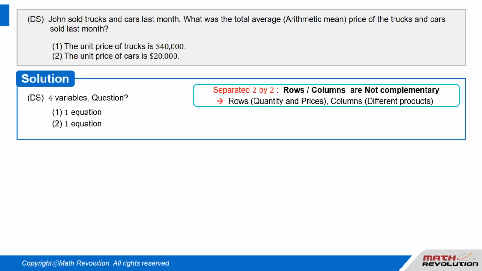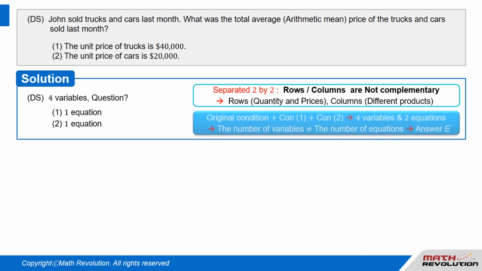Separated 2 by 2. This type of table has columns and rows that are not complementary. So, we put quantity and prices in the rows and different products in the columns. This type of separated 2 by 2 question is seen often on the GMAT. Knowing the type of questions you can expect to see on the GMAT helps you to study and be better prepared for the actual exam. Just know that you are capable of achieving a high mark using these tips.